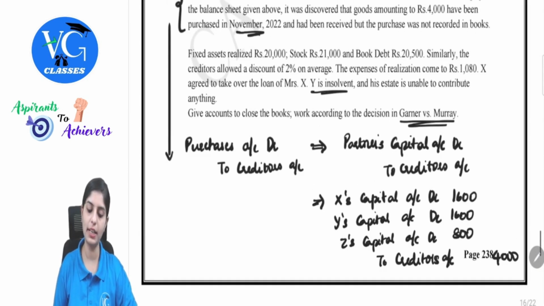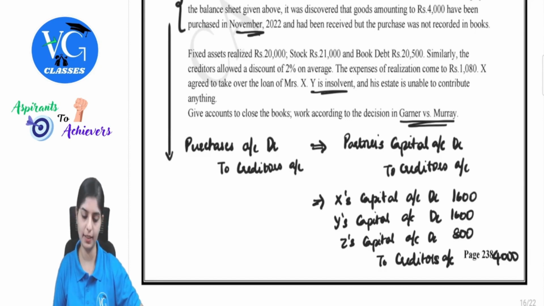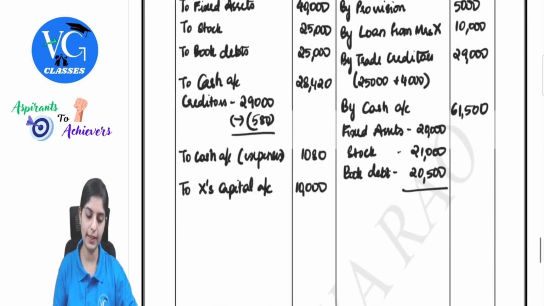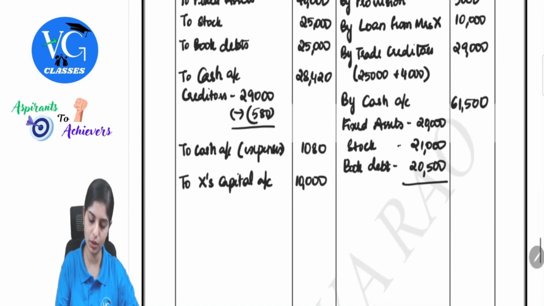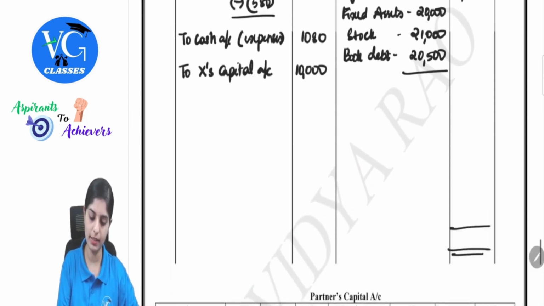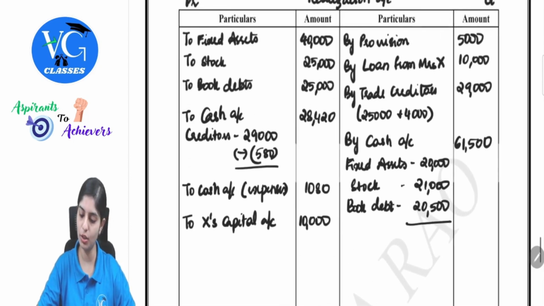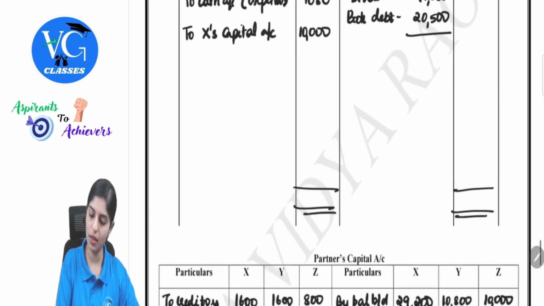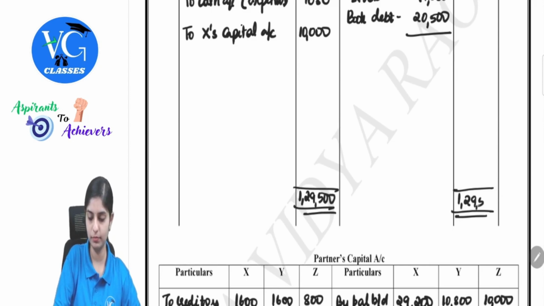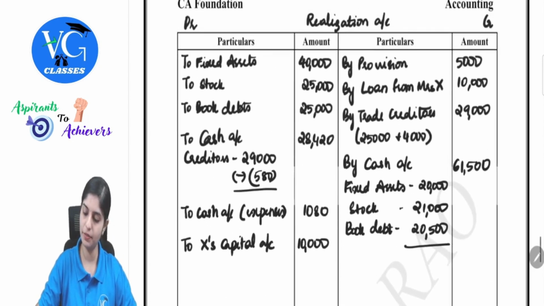Then Y is insolvent and his estate is unable to contribute anything. So there is no realization. So all entries in realization are done. So we will close. Since there is insolvency, there will be realization loss. 40,000 plus 25 plus 25 plus 28,420 plus 1,080 plus 10,000. This will be 1,29,500 minus 5,000 minus 10,000 minus 29,000 minus 61,500.